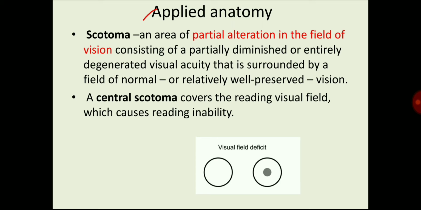First come to applied anatomy. First is scotoma. So, scotoma is a defect in visual field. So there occurs a partial alteration of the field of vision. Blindness or any defect in this visual pathway is conventionally described with reference to the field of vision rather than with reference to the part of retina.